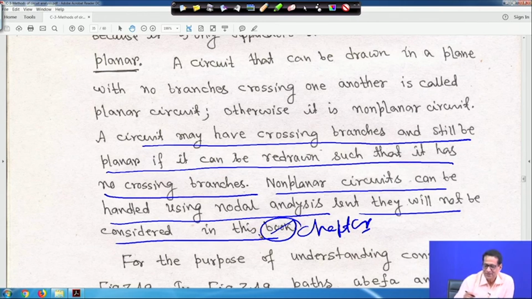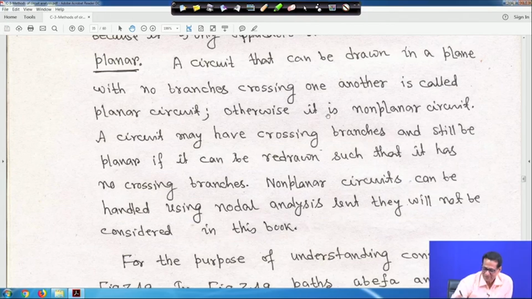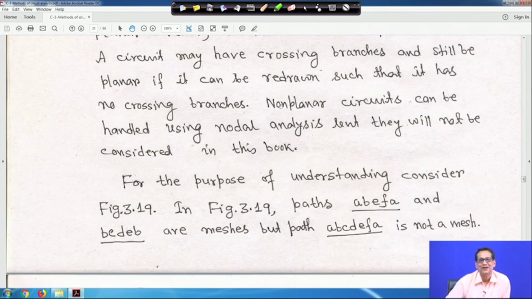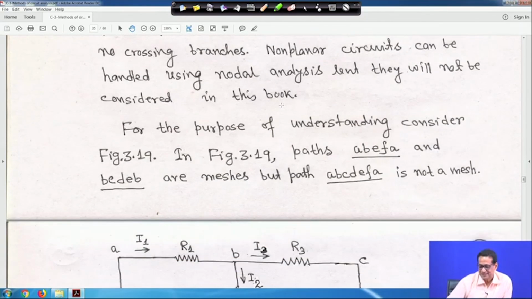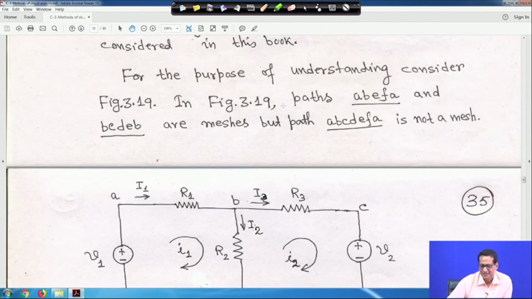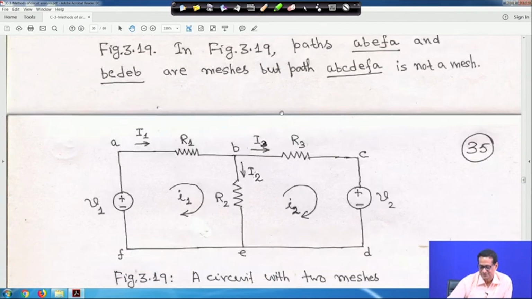For the purpose of understanding, book should not be written; many places you may find it, but please read it as a chapter. For the purpose of understanding, you have to consider this path, right, and then we will see the difference between mesh and loop.